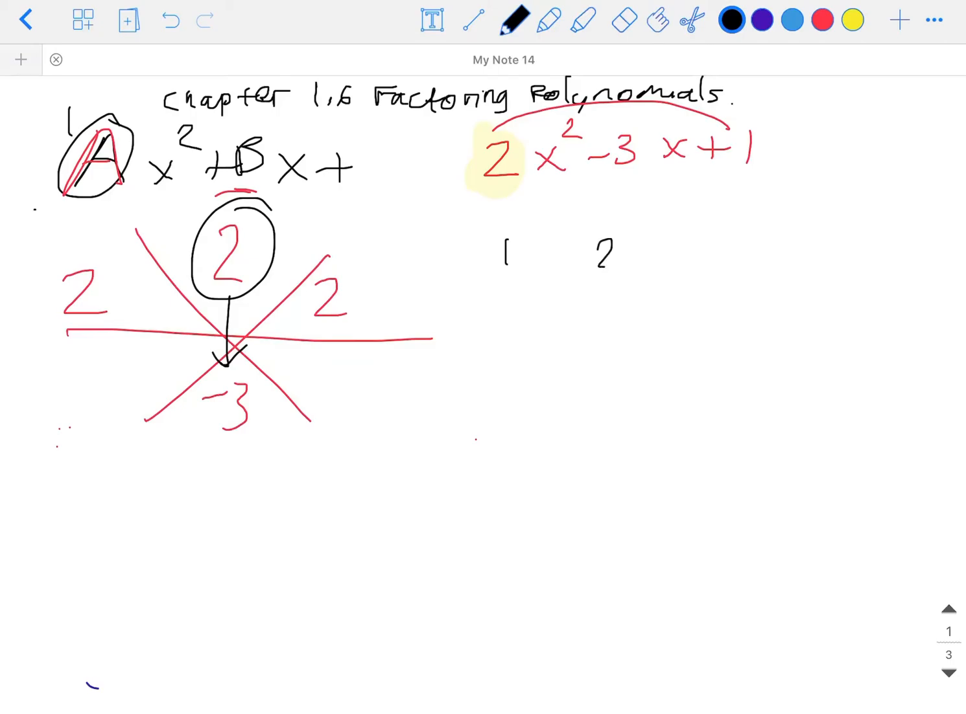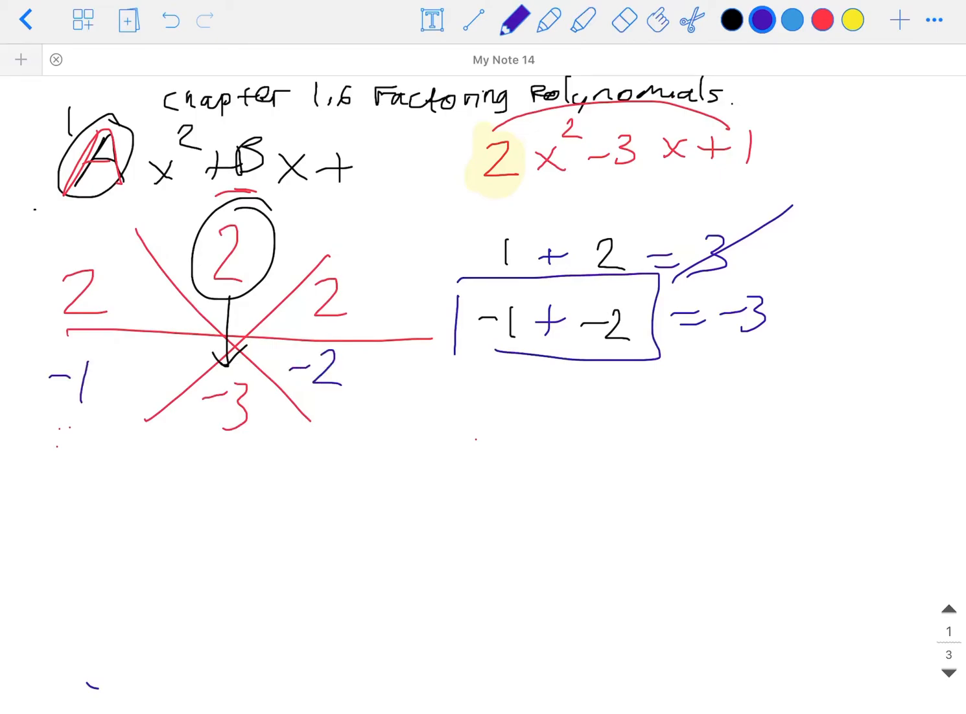So 1 times 2 is 2. But notice that we have the negative 3 that must be the sum of the terms. So what if we put negative 1 times negative 2? Because negative 1 times negative 2, if you multiply that out, does give us positive 2. So that's okay to use. But now we need to find a sum that matches negative 3. So I'm going to put plus and plus. This one's 3. And this is also negative 3. That's very close, but that doesn't qualify. So we're going to use negative 1 and negative 2.